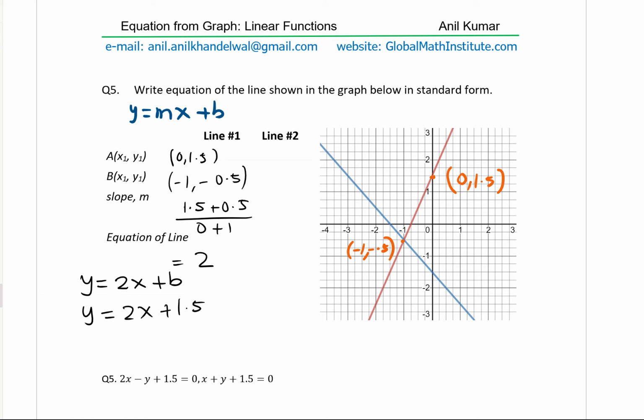In standard form, we have to write them all together on one side. So it becomes 2x minus y plus 1.5 equals 0. Is that clear to you? So that becomes the solution for this particular equation.